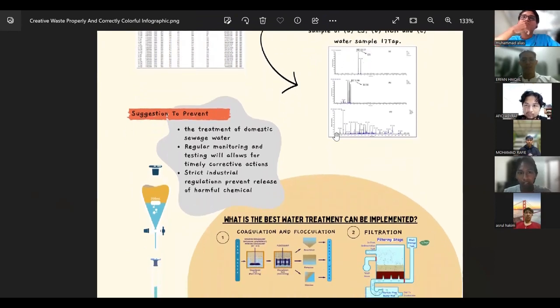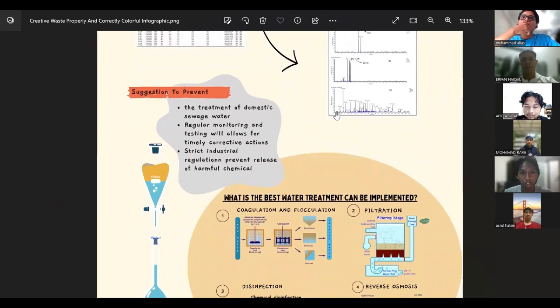Okay, from the research, we found some of the best ways to prevent the crisis. Our suggestion is the treatment of domestic surface water. Implement an effective waste management system to ensure proper disposal of industrial waste, household waste, and sewage. This includes establishing recycling programs, promoting responsible waste disposal practice, and enforcing regulation. And our next suggestion is regular monitoring and testing, which allows for timely corrective action.